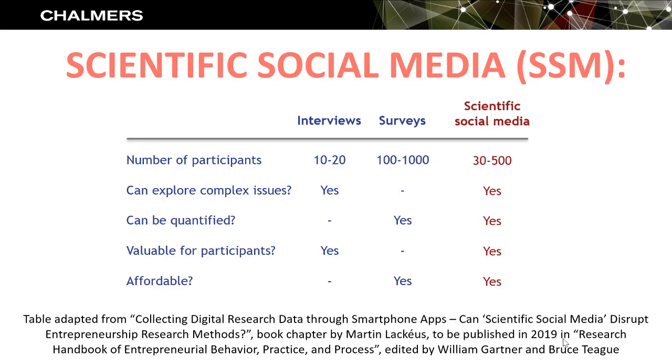Scientific social media is an alternative to other ways of collecting data, such as interviews and surveys. And this shows a little table comparing the three different data collection methods. Interviews is good for when we have a small number of participants. We can explore complex issues, and interviews can actually be quite valuable for participants. Surveys are better for a really large number of participants, and the data can be quantified, and it's very affordable. Scientific social media comes somewhere in between and manages to combine the benefits of interviews with the benefits of surveys.